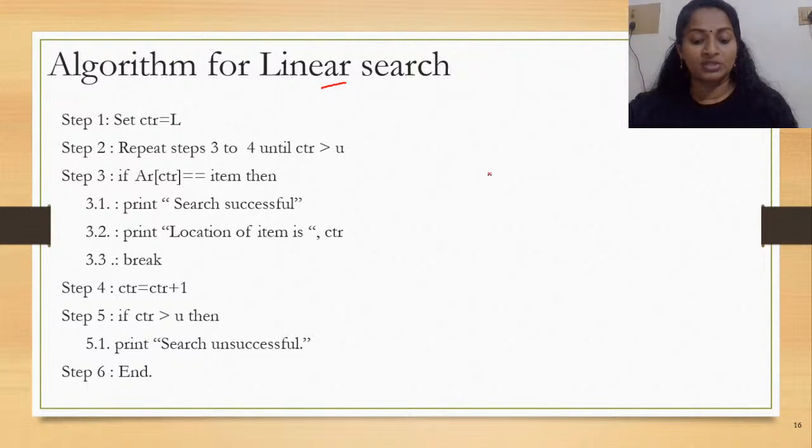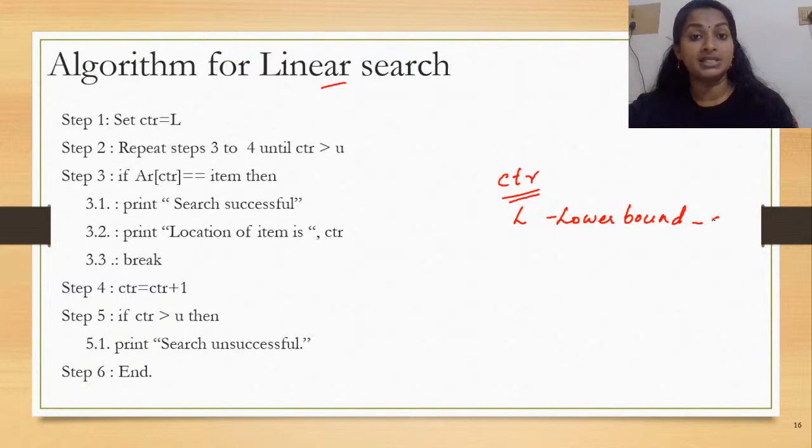So let me introduce the variables first. Now CTR is just a counter variable that I'm using to progress through your list. Then L is the lower bound, meaning the starting index value of the list, so it would be 0. And U is the upper bound.